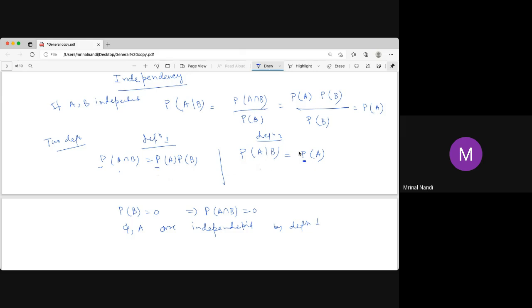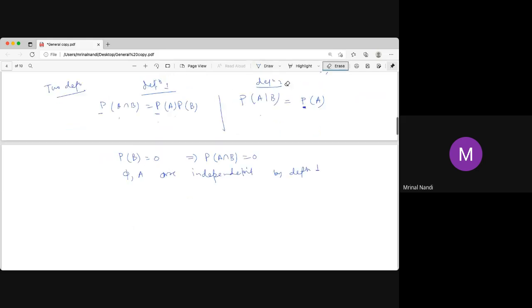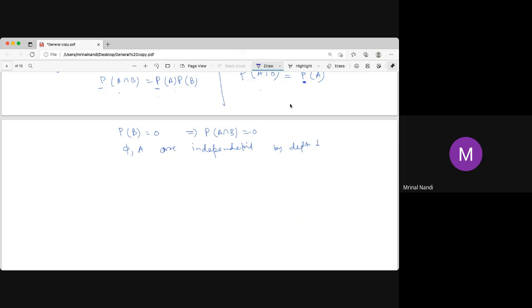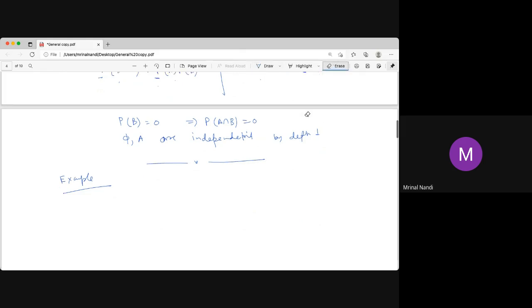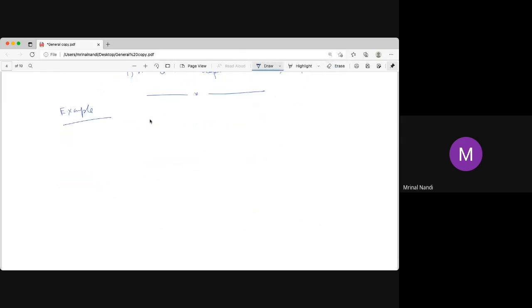But still, definition 2 is slightly easier to visualize, and conceptually better, because unconditional being the same as conditional means independent. Now given an example, it will be very clear. So one example is like that. Say we toss a coin twice.